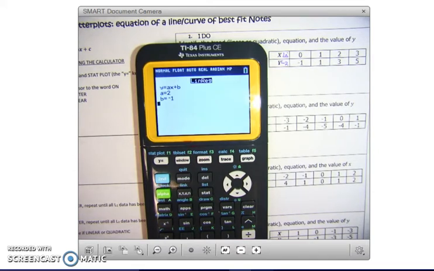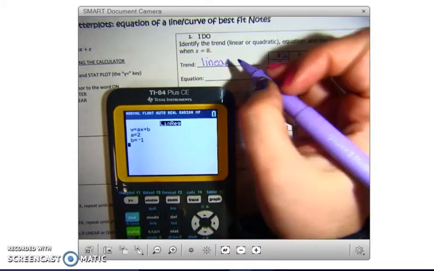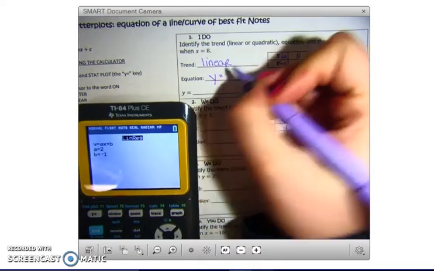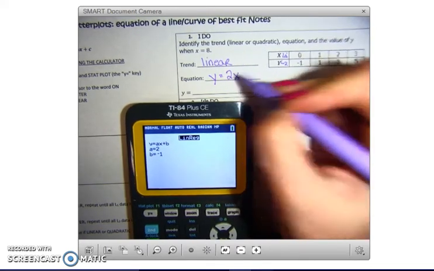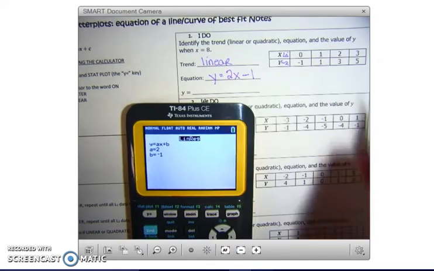Now I'm going to hit calculate. If you look at your screen, that's now your equation. It gives you your A, it gives you your B. So my equation now, y equals, and if I look, A is 2, so my slope is 2, and my B is -1.